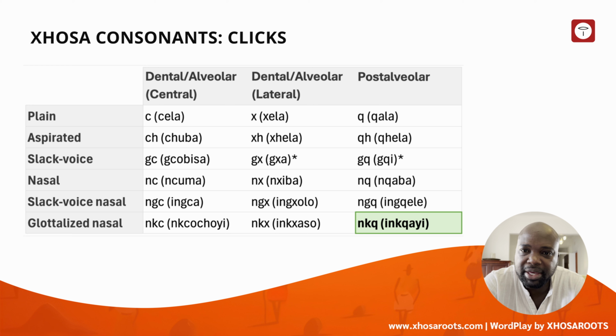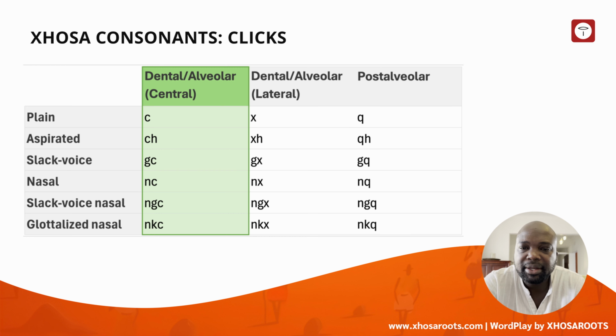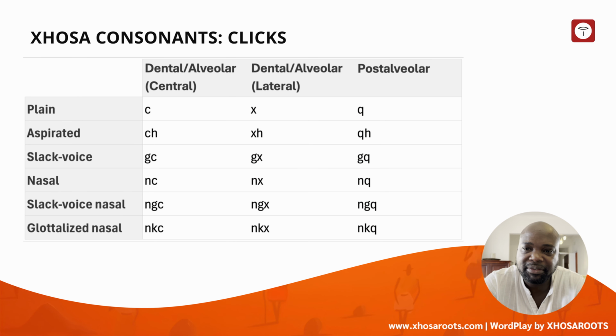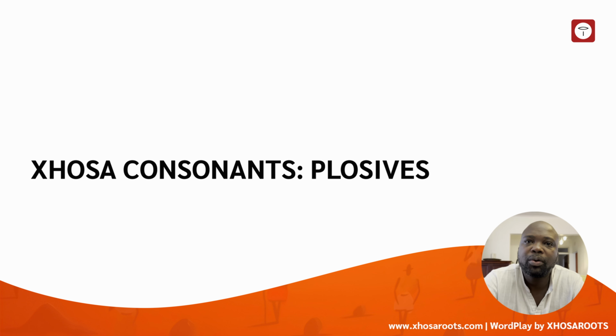So that's it for the clicks, the dental clicks, the lateral clicks, and the postalveolar clicks. We have 6 each. We have the plain, and then the plain comes in various versions of those sounds. We've now covered the clicks, and we can now move on to the next group of consonants.